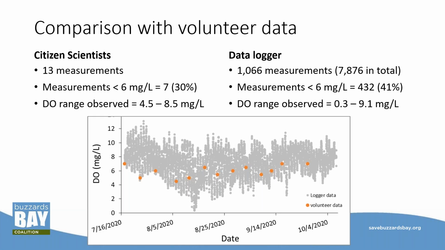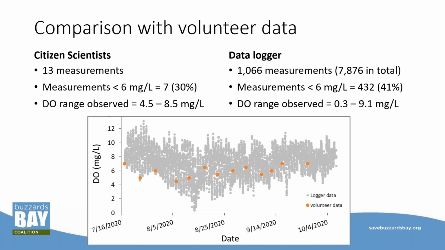And in terms of the 6 milligram per liter threshold for the state, our volunteers observed 7 measurements less than 6 milligrams per liter, or about 30% of the overall number of measurements that they collected. The logger had 432 measurements less than 6 milligrams per liter, which was 41% of the measurements in that time window. So with the data logger, we're capturing more of the low range.